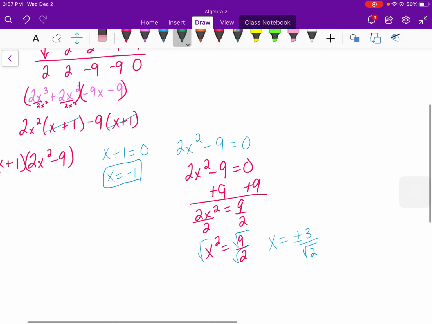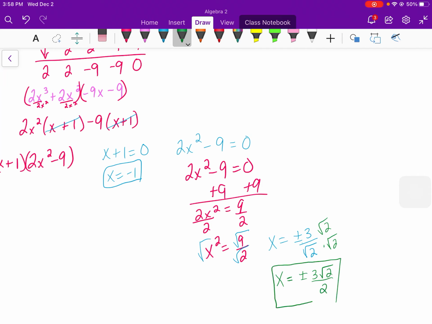Now, technically, we'd want this to be in rationalized form, so you'd have to multiply by the square root of 2 on both the top and bottom here to rationalize it. So the final answer would be plus or minus 3 square roots of 2 over 2.